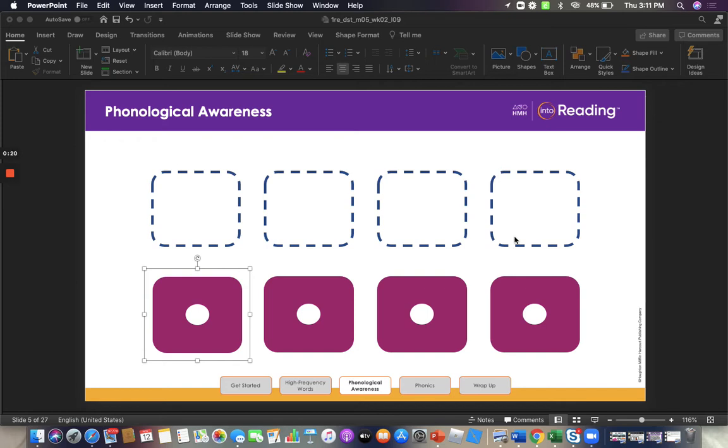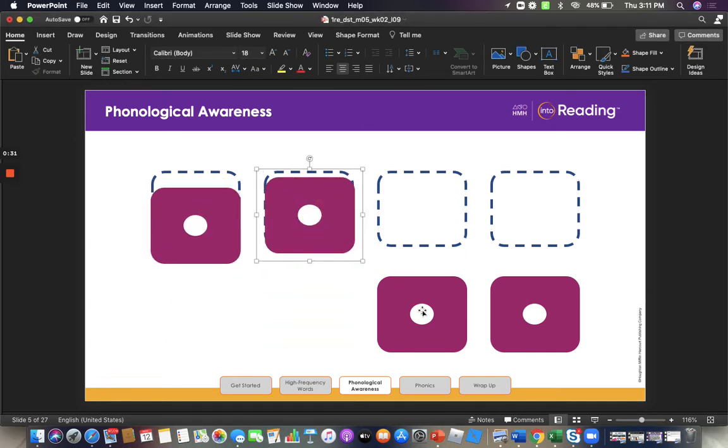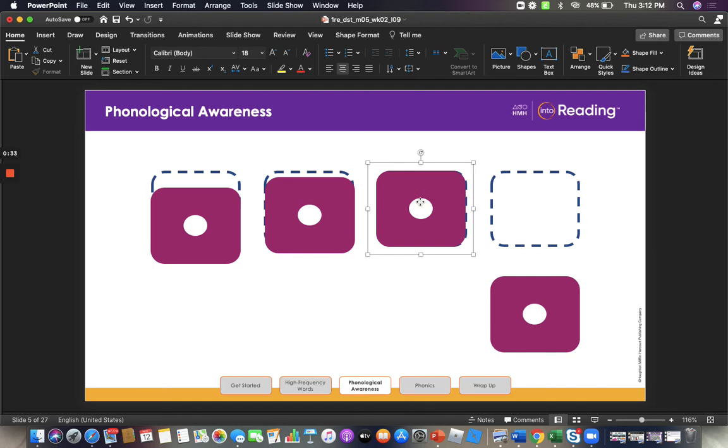Lot. The sounds in lot are l, o, t. Now I will count the sounds. L, o, t. What are the three sounds in lot? L-o-t. All right, so now it's your turn.